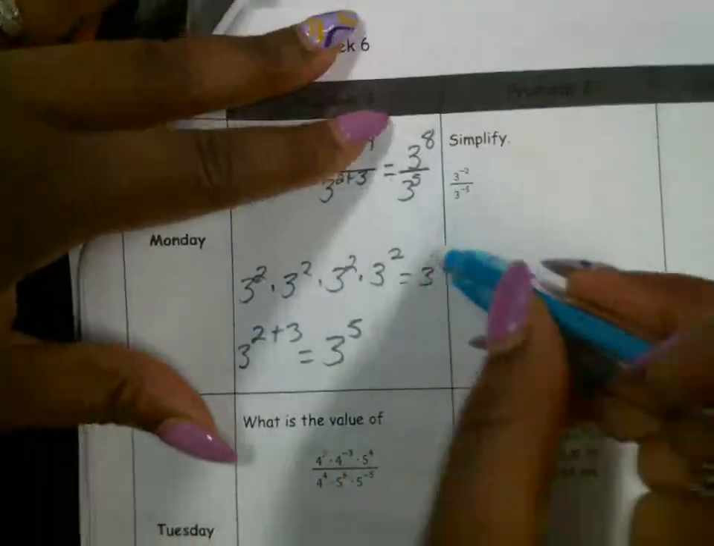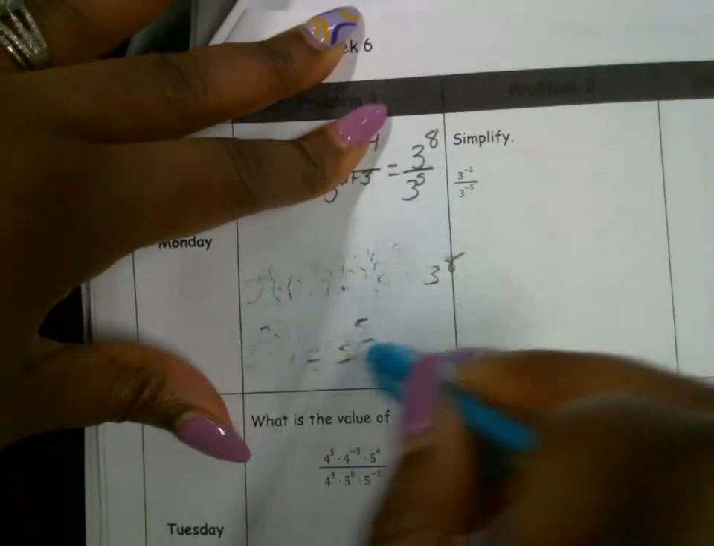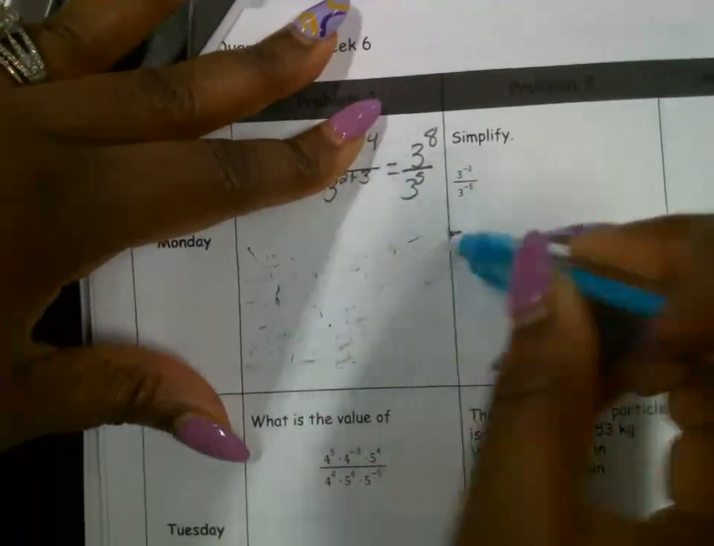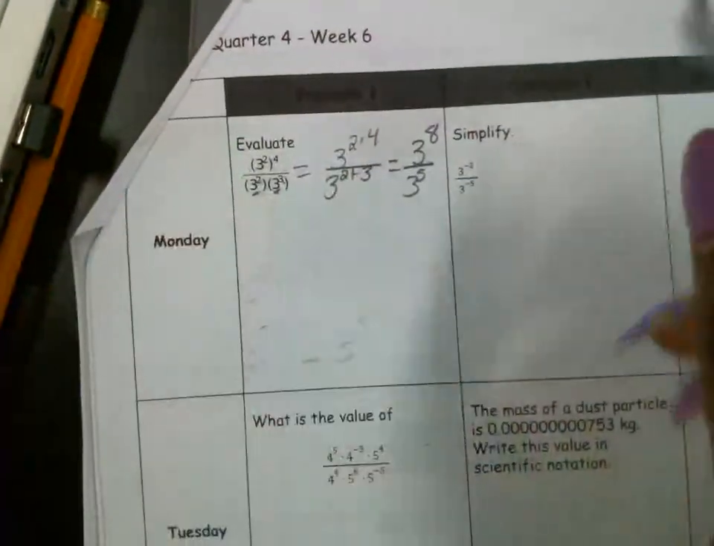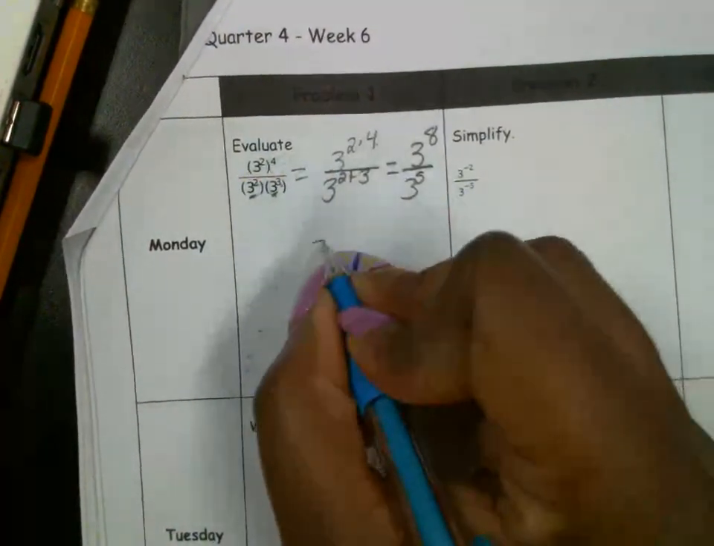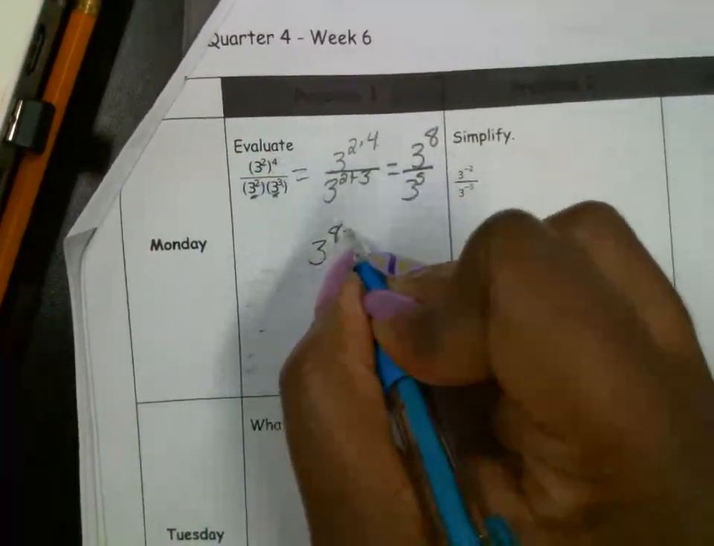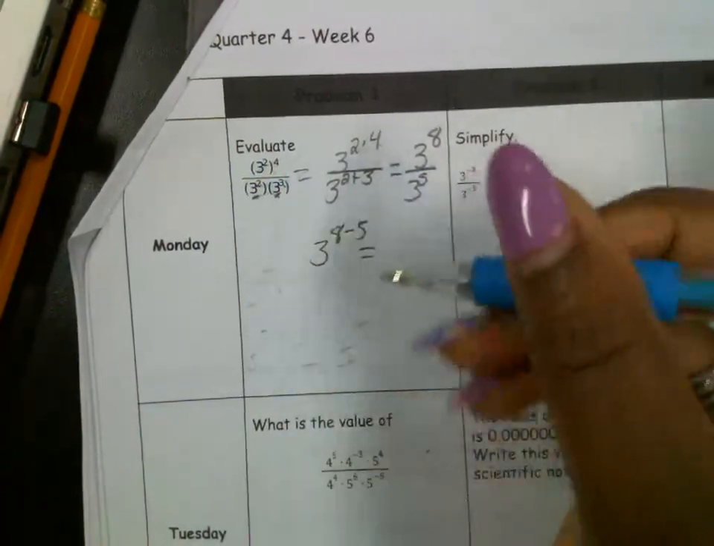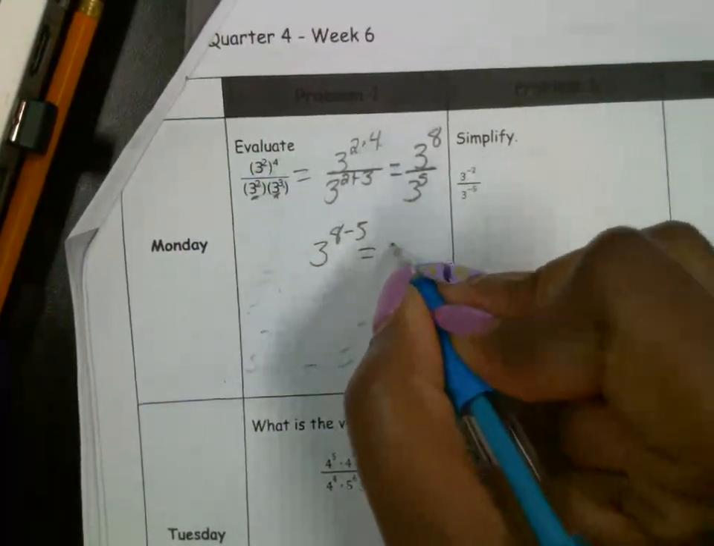All right, I'm going to erase this part so we can finish it. Now we're dividing. So what do we do with the exponents when we're dividing with like bases? Subtract. 8 on the top, 5 on the bottom. So we're going to say 3 to the 8 minus 5. What's 8 minus 5? It's 3.